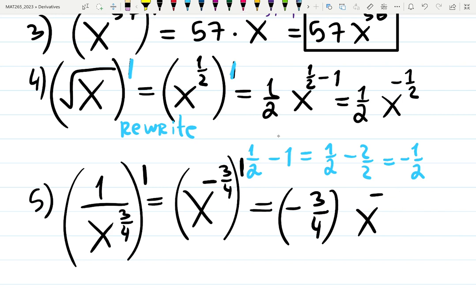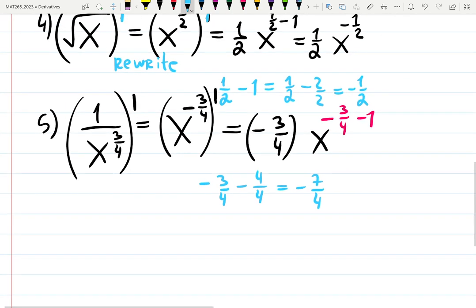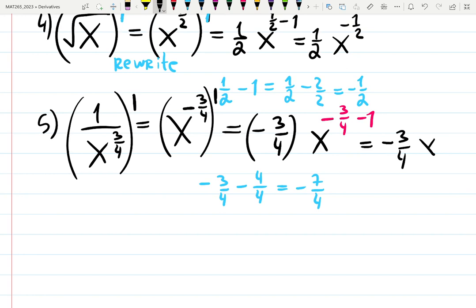1 by 4. Let me check. It doesn't take too much time to check. So we do minus 1. And just like I told you, this idea in my mind is minus 3 quarters minus 4 over 4. Minus 3 over 4 minus 4 over 4 gives you minus 7 over 4. So that's how I check it. So the answer is minus 3 quarters x to the minus 7 over 4.